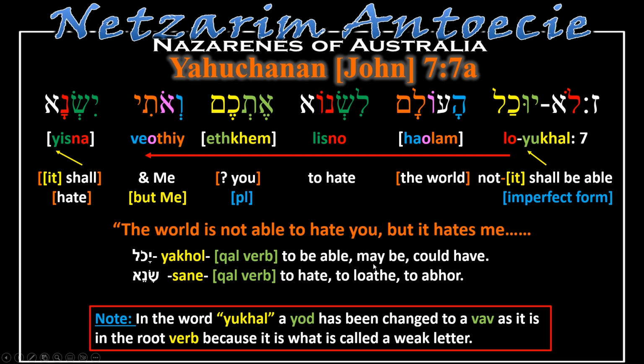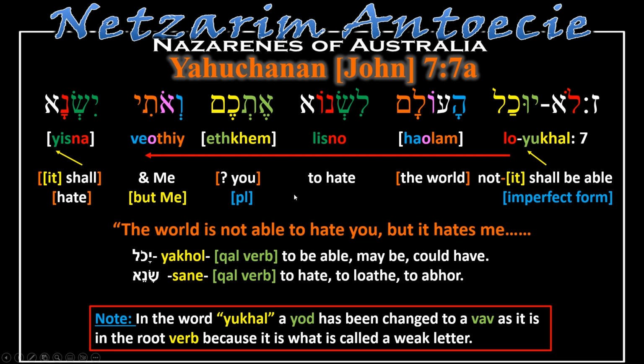It's a kol verb, to be able, maybe, could have. So it's a yod in there, but it has been changed to a vav in this case, because it is what is called a weak letter, and it's often interchangeable with the vav. And because it would be too hard to read it with two yods. So therefore we read it as yukal. It shall be able. And then we have ha'olam, meaning the world.